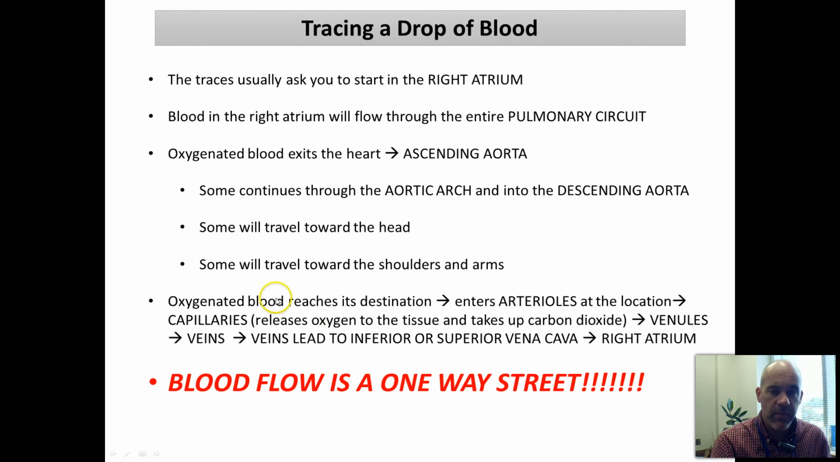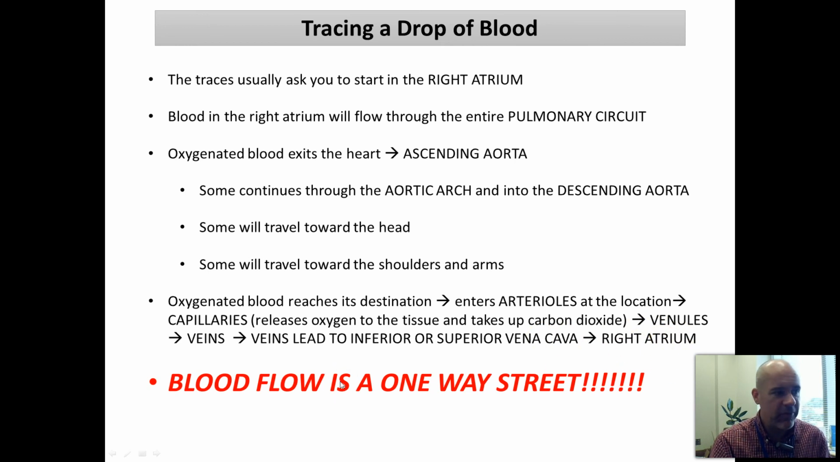Then you travel through these major arteries. Eventually you reach a destination. From arteries, you're going to always enter arterioles at that body location that we're talking about. Then capillaries, where you have your exchanges that occur. Capillaries connect to venules. Venules connect to veins. Veins eventually lead to the inferior or the superior vena cava. Those are your 2 big, gigantic veins that dump into the right atrium.